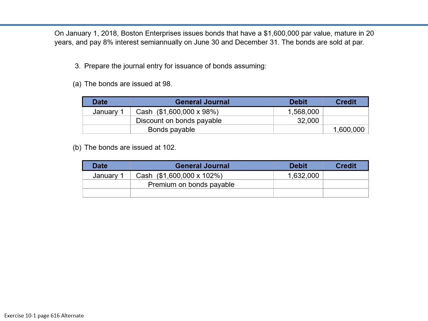So the premium on bonds payable is an adjunct liability account. So in order to increase adjunct liability accounts, we credit for the difference between 1.6 and 1.632. So 32,000 there. And credit bonds payable for 1.6 million. All right, hopefully you did well on that one.